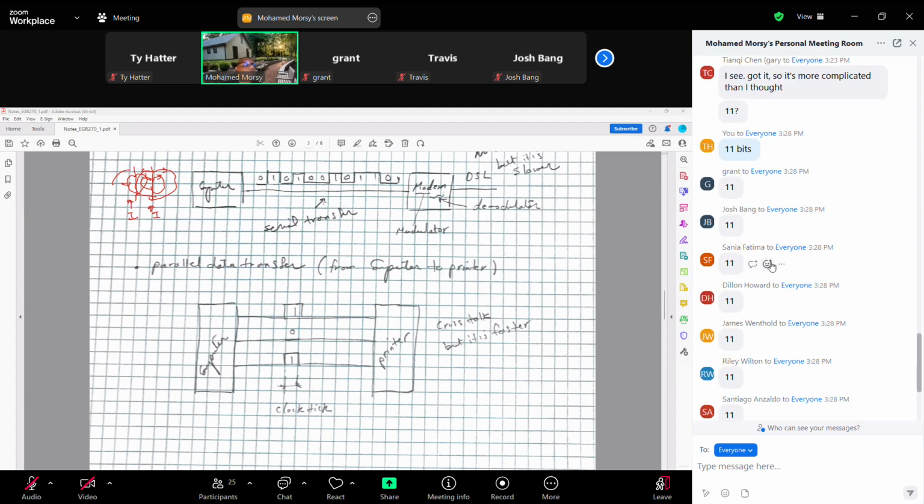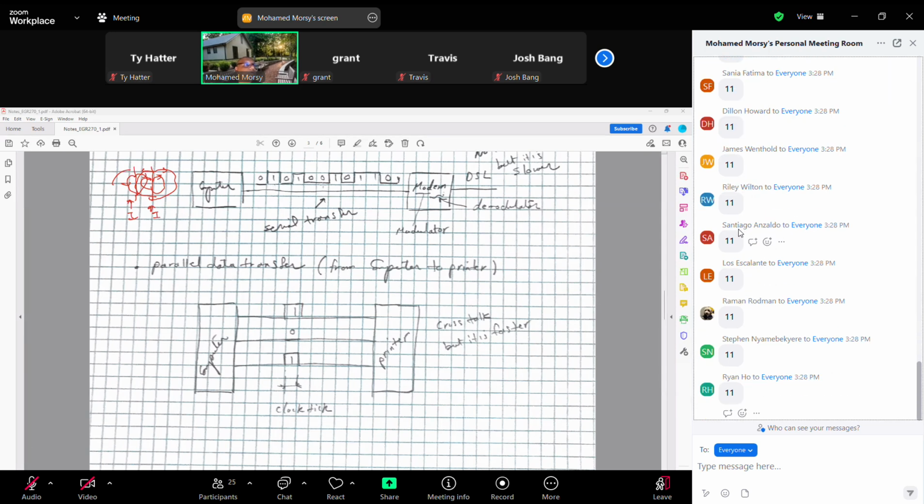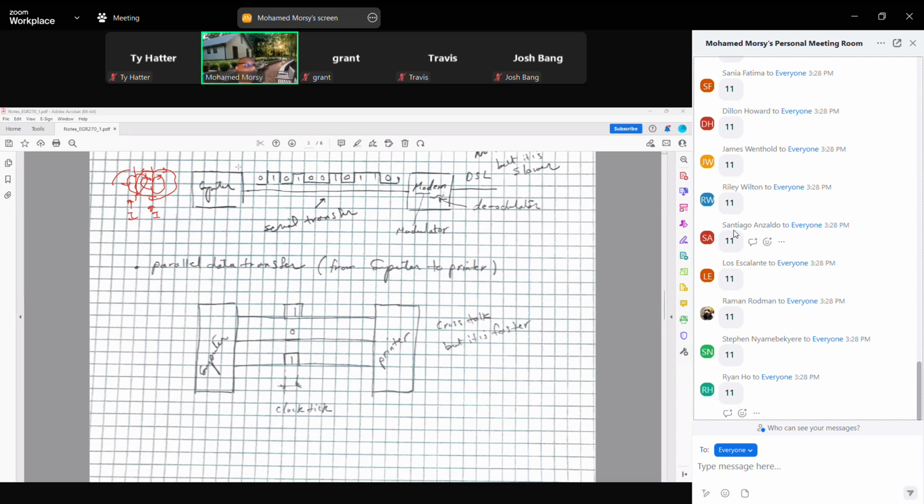Yeah, 11 clock ticks here. If you count these bits, it is 11: 1, 2, 3, 4, 5, 6, 7, 8, 9, 10, 11. So that's why it is slow. We send the message here in 11 clock ticks. But here we send the whole message in one clock tick. So this is good. It's faster.